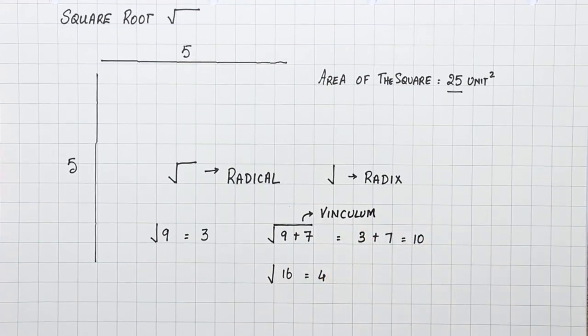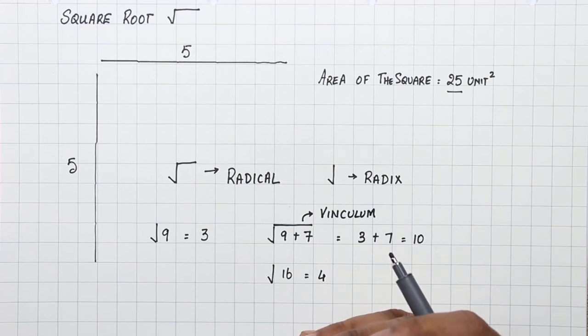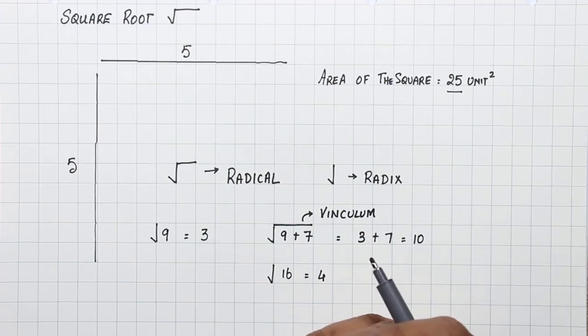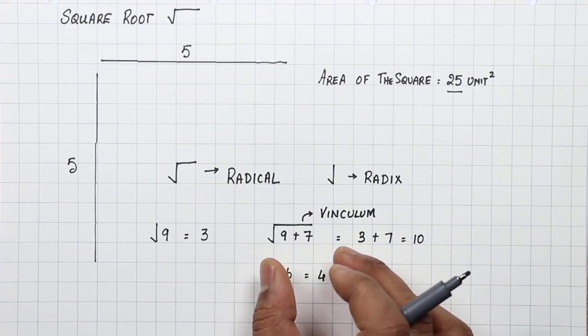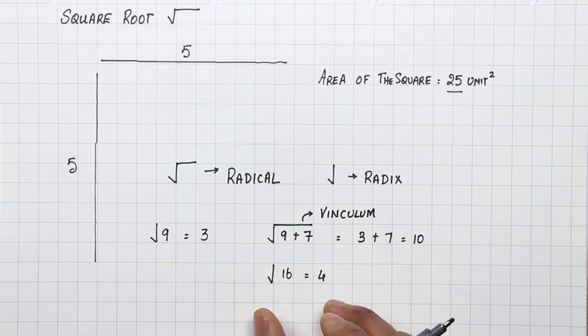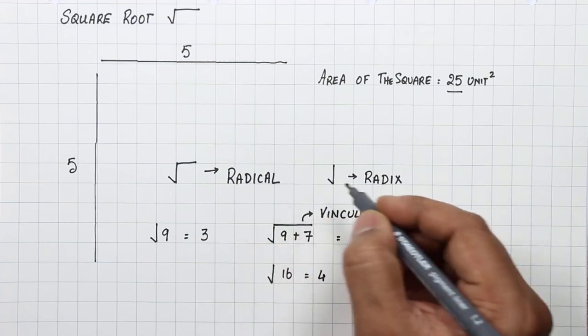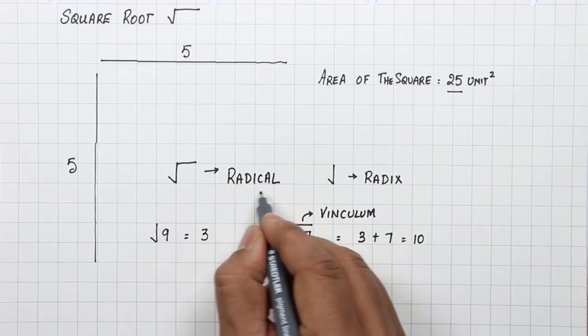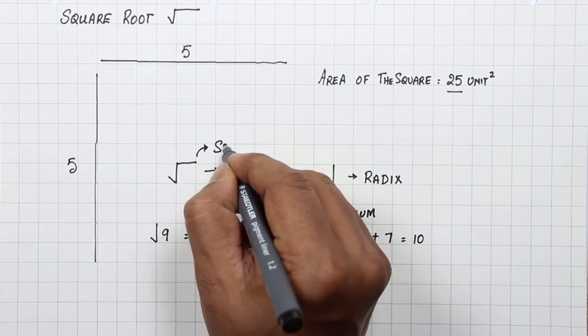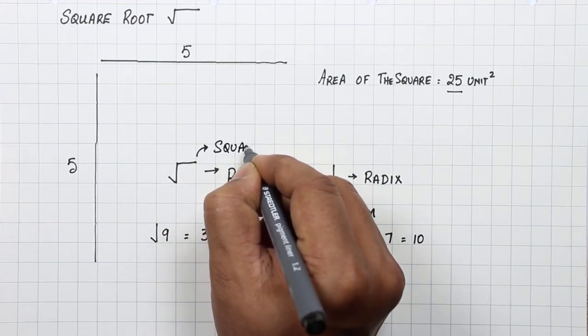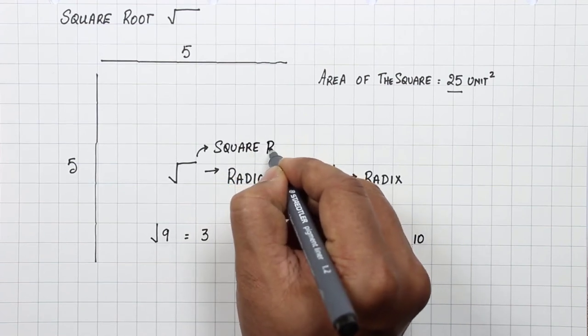In mathematics, the horizontal bar is drawn over a group of terms, indicating they are to be operated on as a single entity. And that is how we got the symbol square root. We call this a radical symbol, which is read as square root.